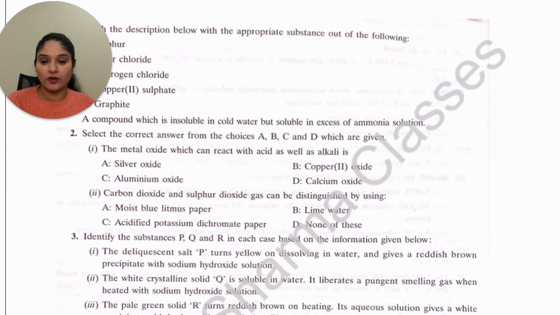I have silver oxide, no. Copper oxide, no. Then you have aluminium oxide, yes. So aluminium oxide, Al2O3, is an amphoteric oxide which when reacts with an acid gives salt plus water, when reacts with an alkali gives salt and water. So the answer is aluminium oxide.